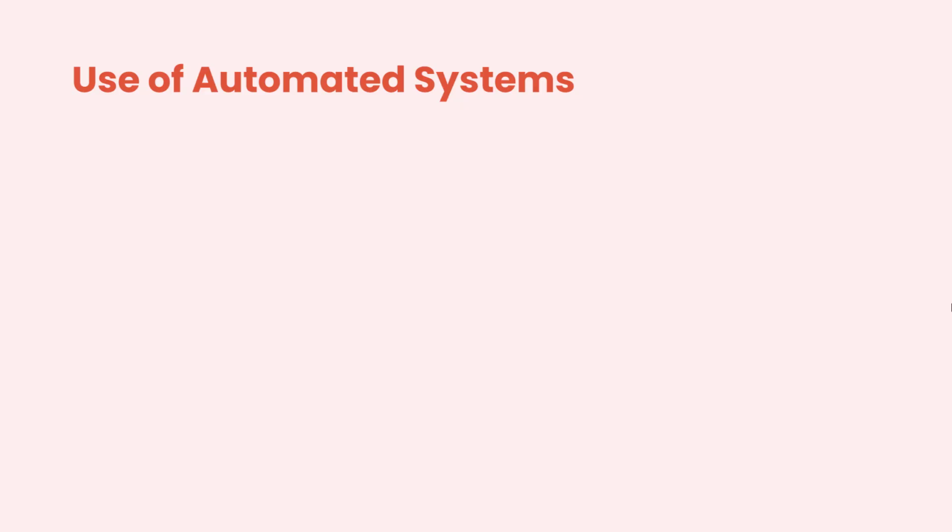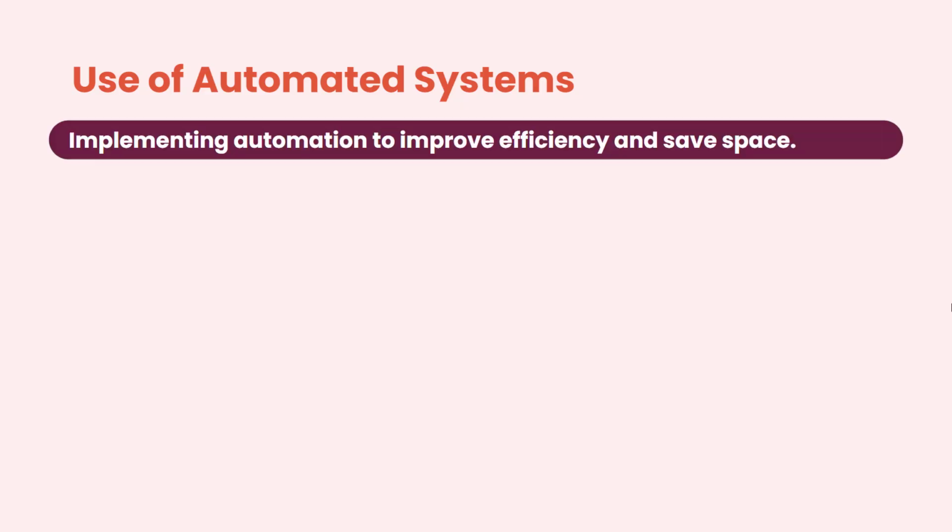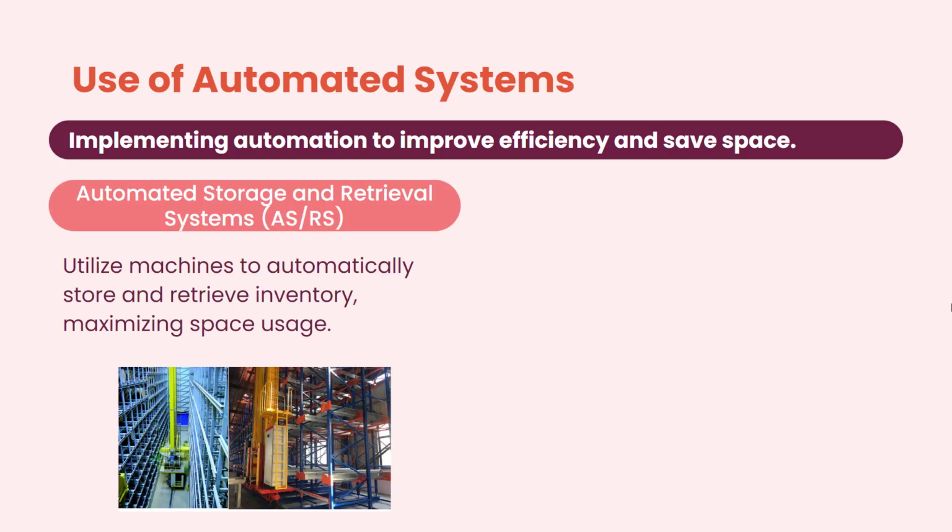Next is the use of automated systems, where you implement automation to improve efficiency and save space. First feature is automated storage and retrieval system, where you utilize machines to automatically store and retrieve inventory, maximizing space usage. Instead of people manually moving products, special machines do the job. They can quickly place items on shelves or take them off when needed.